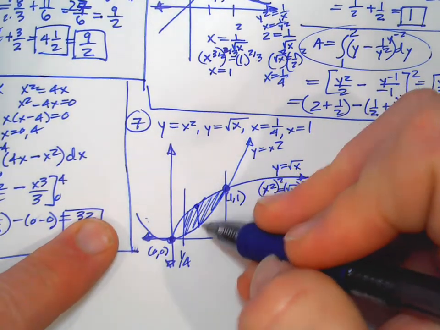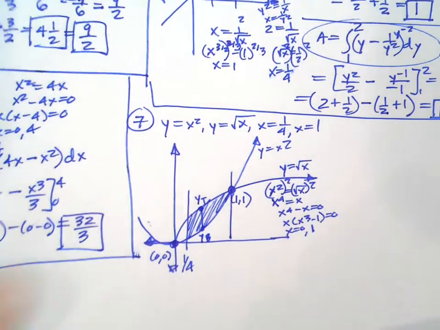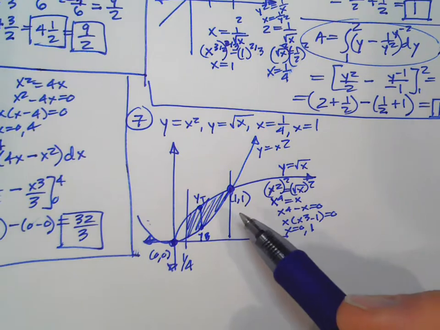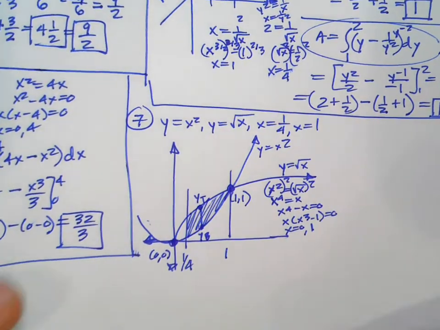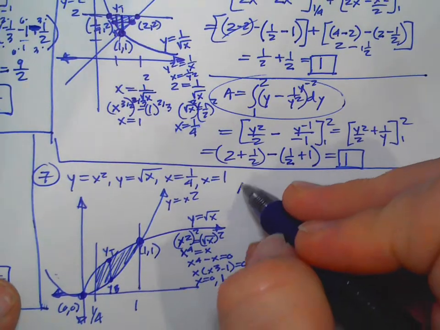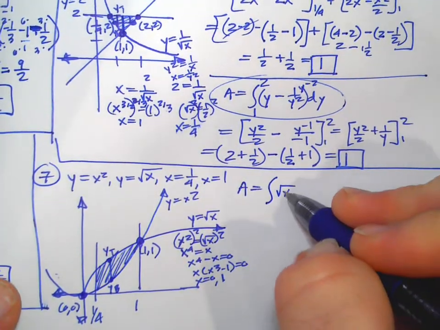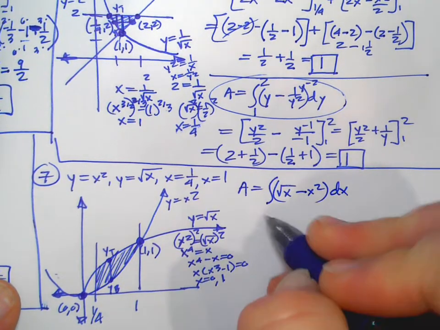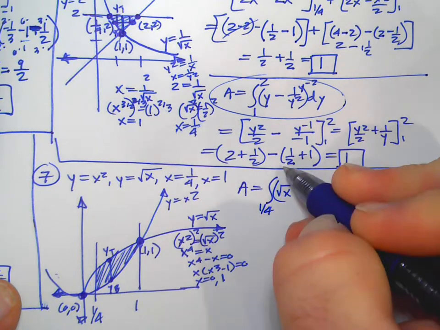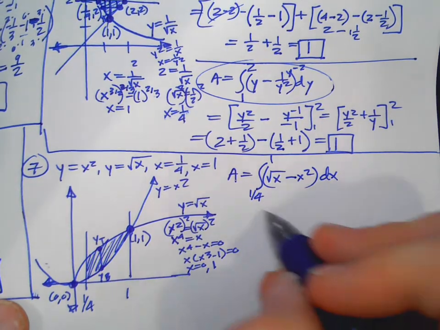I think y top minus y bottom makes the most sense since we have this vertical slice, vertical limits. So set up. Y top is square root of x. Y bottom is x squared. Need parentheses. dx. We're integrating left to right, 1/4 to 1. I mean, horizontal slicing would not be very fun on this problem.